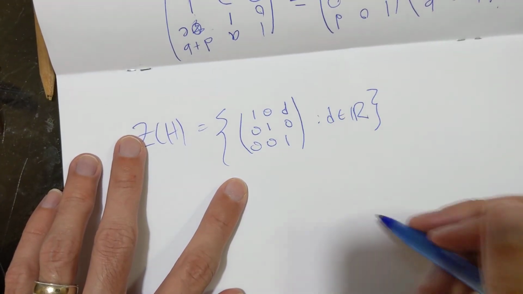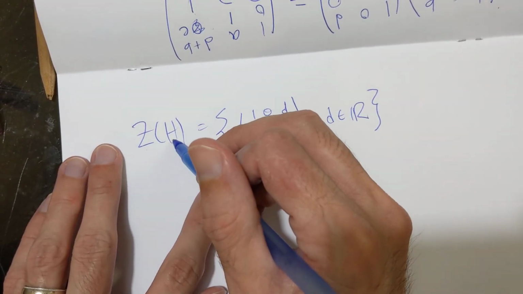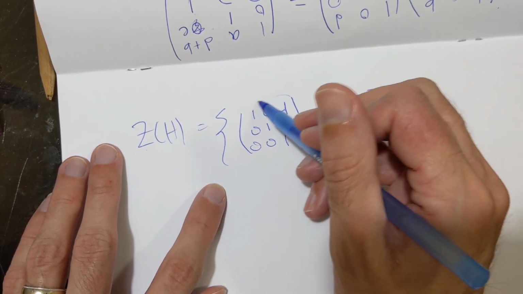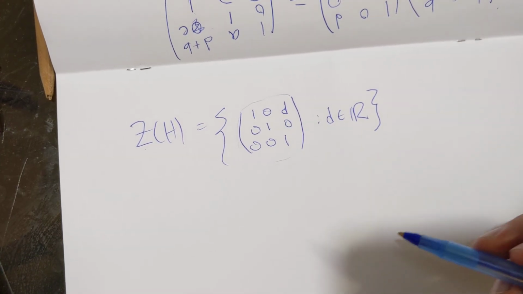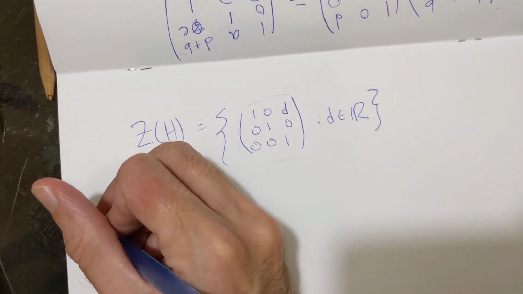The last part of the argument says that any matrix that commutes with every matrix in H looks like this, and then before that we had shown that any matrix like this commutes with every element of H. Okay, so this is our center. Now let's move on to question 5.